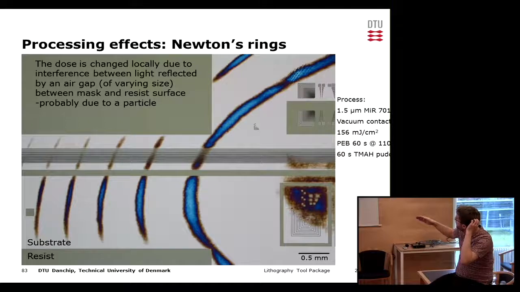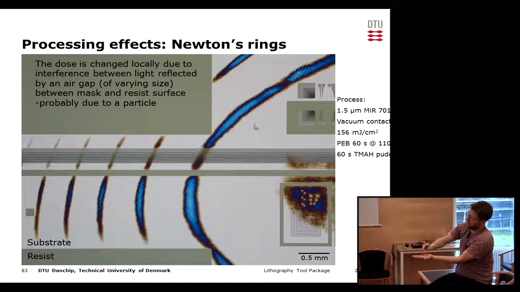So you can imagine, this is probably due to a particle, and the particle is probably somewhere in the center of the rings. And it's making like a wedge-shaped gap. So where the particle is, there's no contact. And then far away from the particle, there's contact with the mask. So you have this varying air gap.